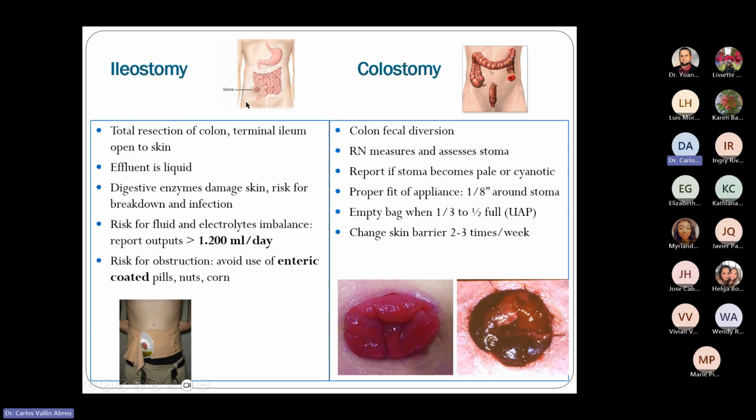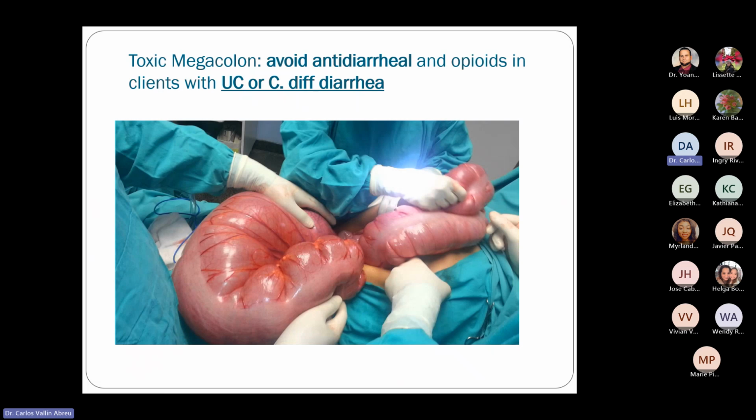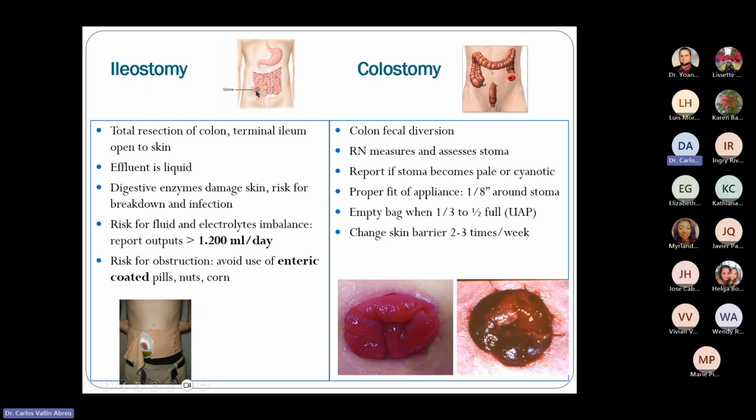Remember that there is a difference between ileostomy and colostomy. In ileostomy, what is open to the skin is the ileum, because the colon doesn't exist anymore, like this client that had to have the colon removed. In ileostomy, the effluent, what is coming out, is liquid, because remember, the colon is what absorbs the water of the intestinal content, making the feces solid. And of course, there is more loss of liquid, more loss of electrolytes, more loss of bicarbonate, and higher risk of fluid and electrolyte disbalances.